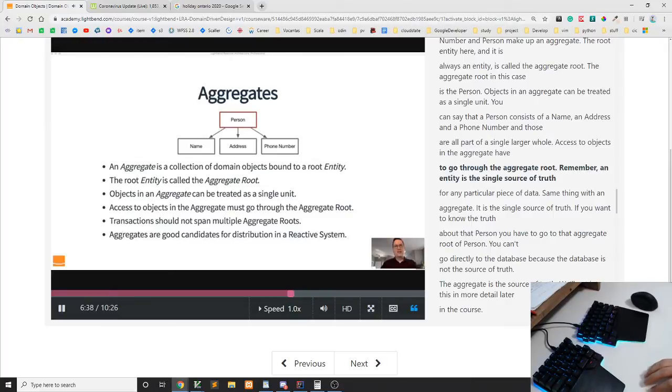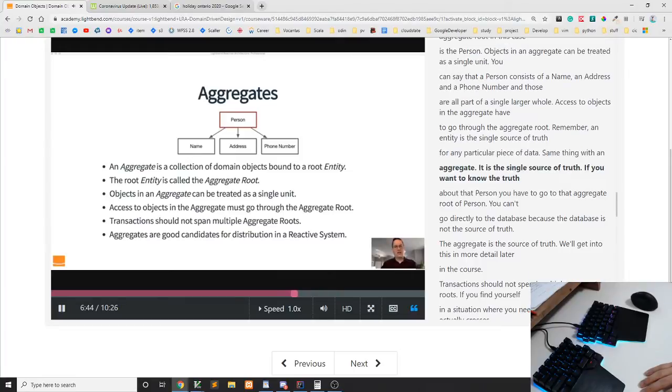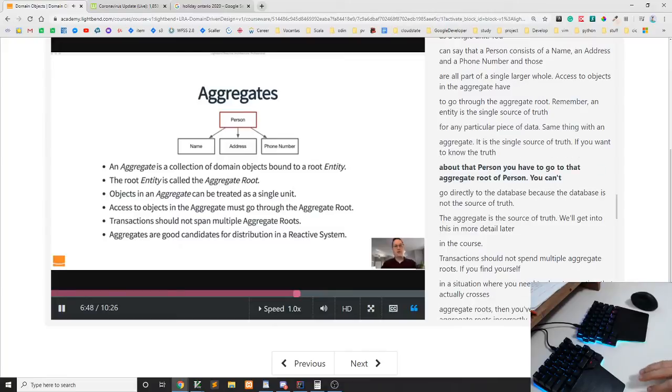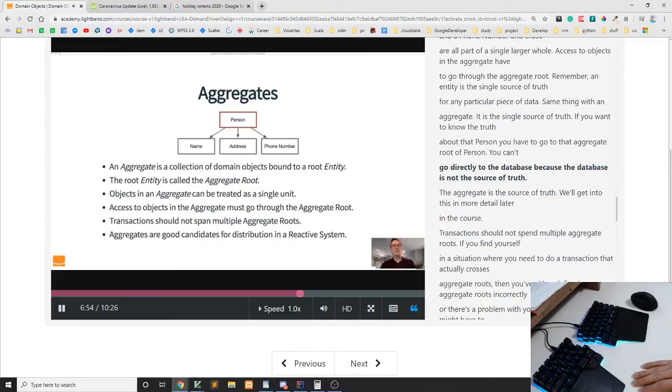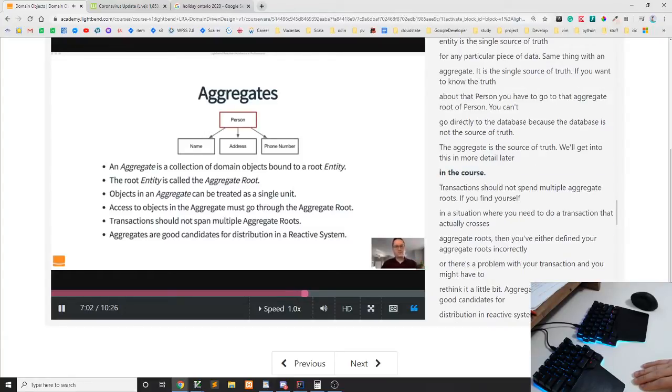Remember, an entity is the single source of truth for any particular piece of data. Same thing with an aggregate. It is the single source of truth. So if you want to know the truth about that person, you have to go to that aggregate root of person. You can't go directly to the database because the database is not the source of truth. The aggregate is the source of truth. And we'll get into this in more detail later in the course.